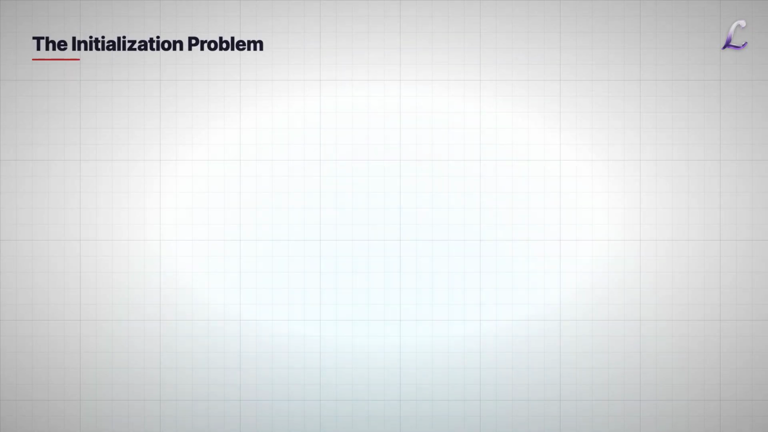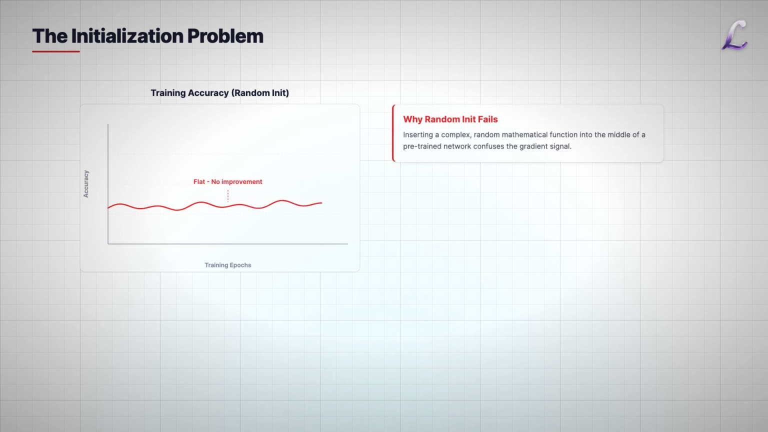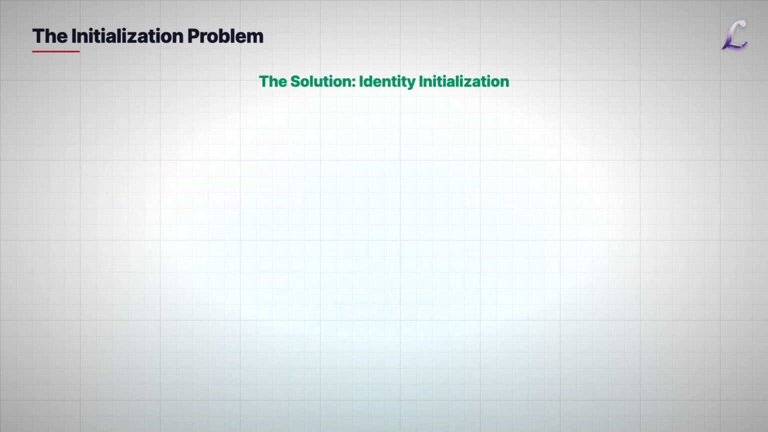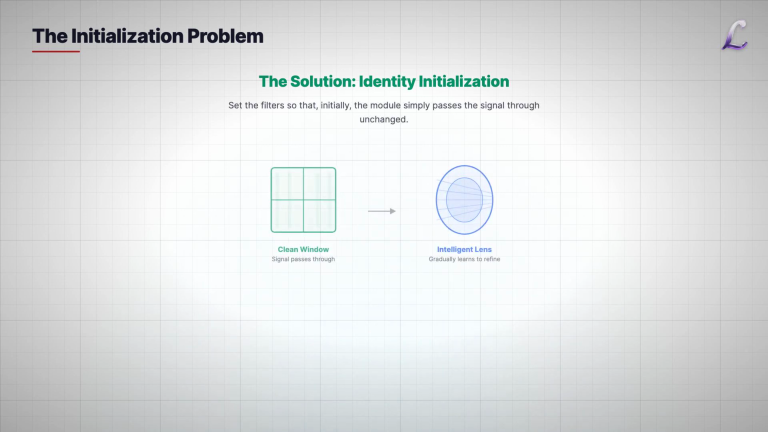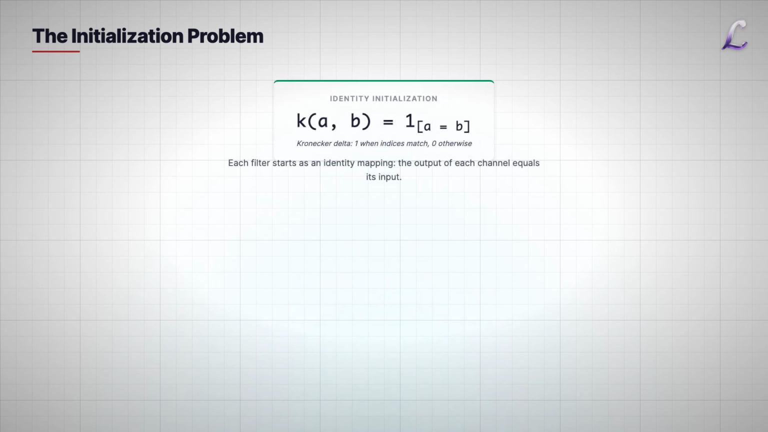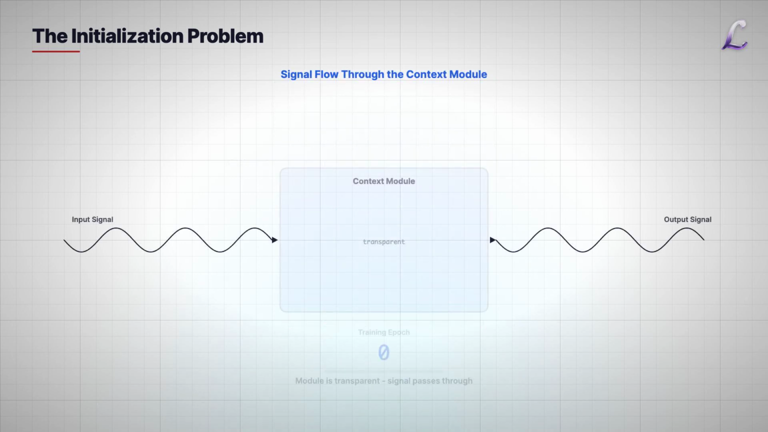But there was a catch. When the authors first tried to train this module using standard random initialization, it failed. It didn't improve accuracy. Why? Because you're inserting a complex random mathematical function into the middle of a network that's already trying to learn. It confuses the gradients. The solution was identity initialization. They set the filters so that initially, the module simply passes the signal through unchanged, like a clean window. This allows backpropagation to gradually learn the contextual features without shocking the network. It turns the module from a barrier into a transparent layer that slowly becomes intelligent.